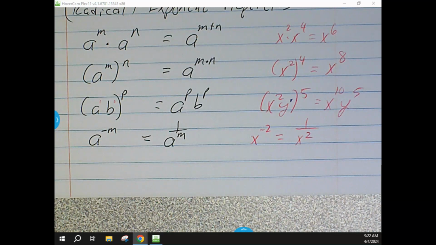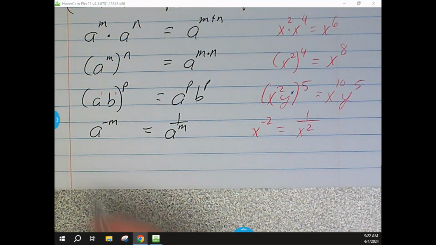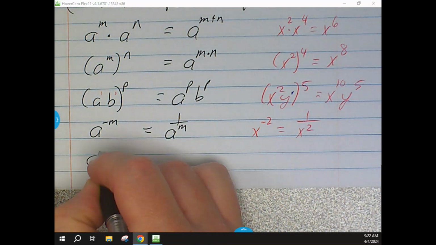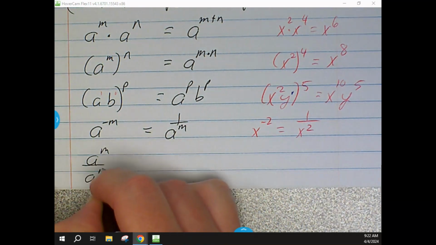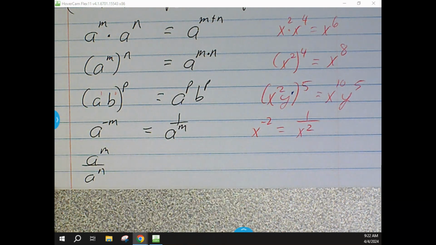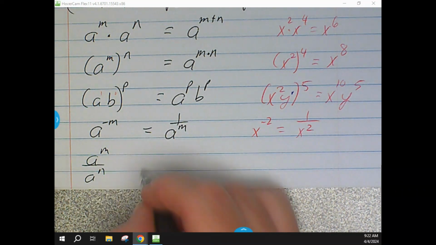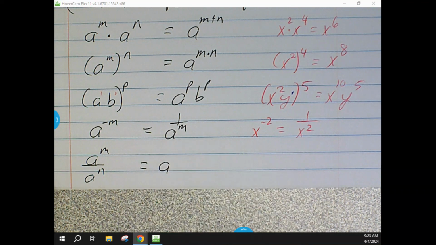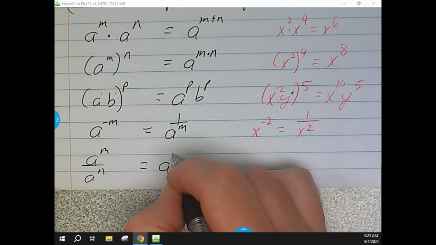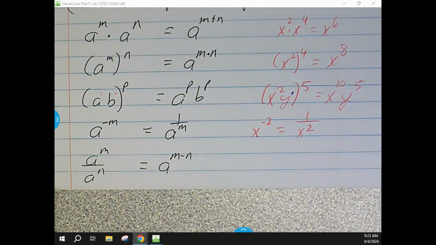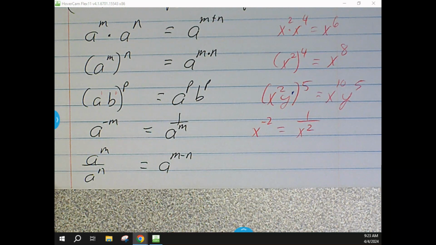All right, and then the last different property we have, and again, this one we've already done some of this, so this is not anything new. If you have a to the m power over a to the n power, if you're dividing, what do you do with the two exponents? Subtract them. There we go. So it's a to the m minus n.